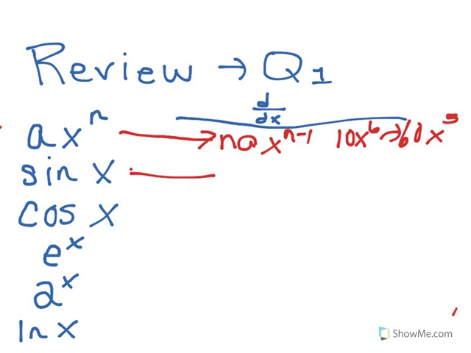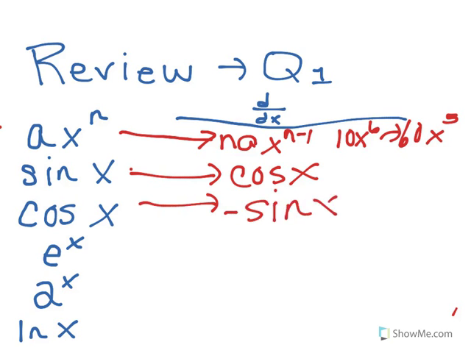The derivative of sine of x, we know, is cosine of x. Be sure you write these down for question number 1. The derivative of cosine of x is negative sine of x. Those are 2 trig ones we have so far. e to the x is the best of all derivatives. The derivative of e to the x is e to the x.